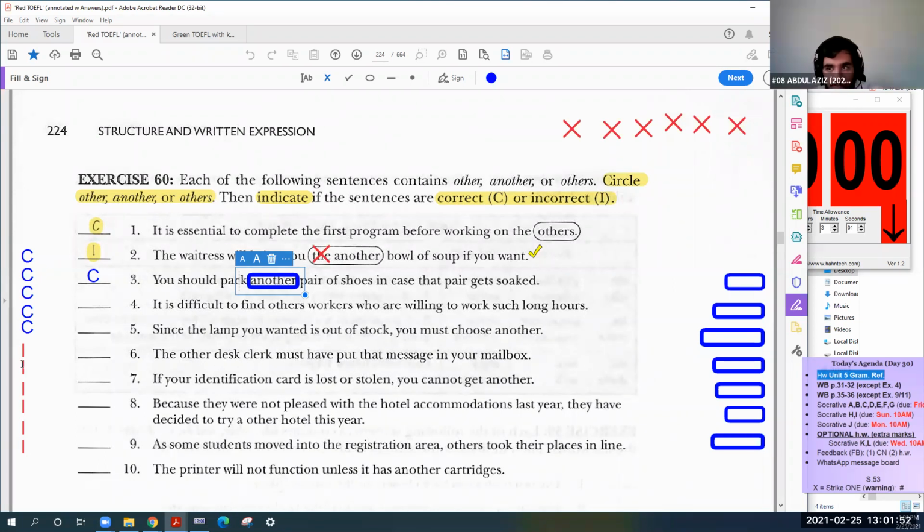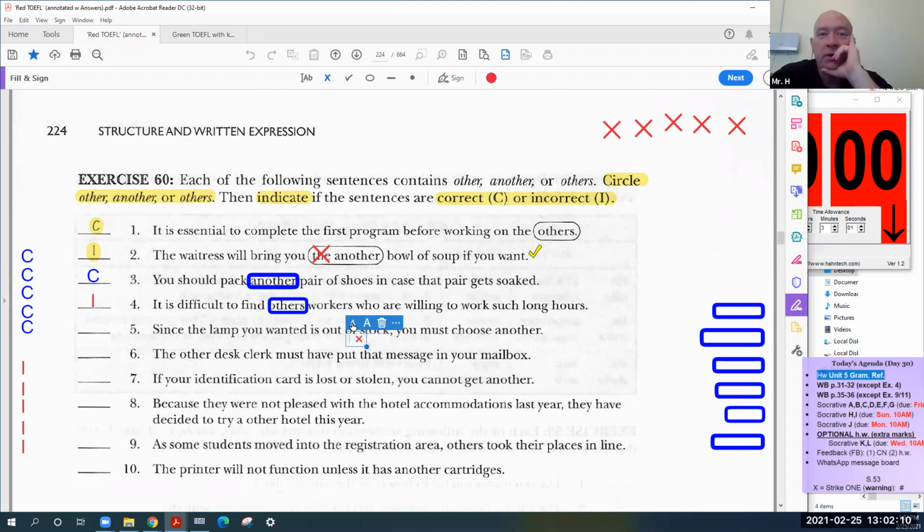Abdulaziz, how about number 4? Incorrect. Okay, where do I put the circle? Others. Because it's already plural. Workers. What should I do? It's an adjective, so it should be other. Exactly, I just removed the S. Okay. Remove the S and it changes to adjective, right?